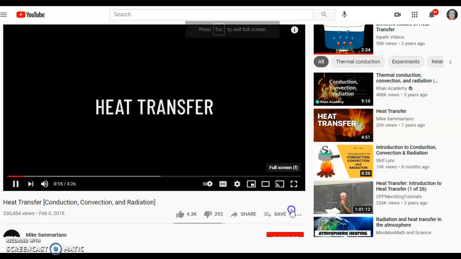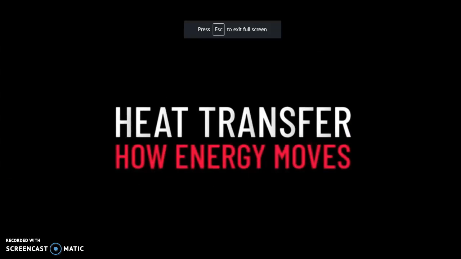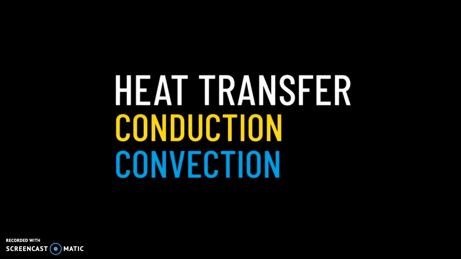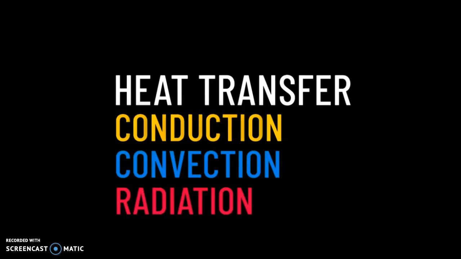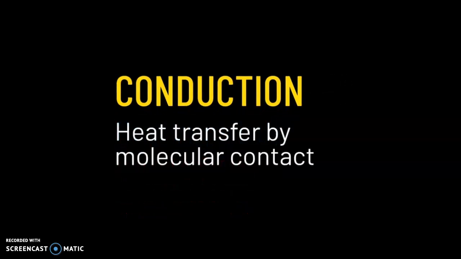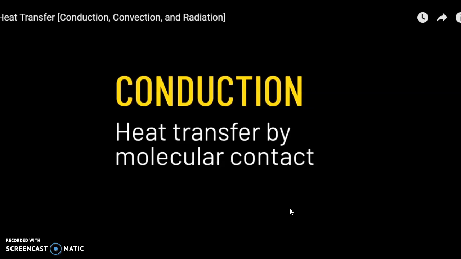What we're really talking about here is how energy moves, specifically heat energy, and how it gets from point A to point B, whether it be here on the surface of the Earth, up in the atmosphere, or even out in space. Heat transfer occurs really in three ways, and these include conduction, convection, and radiation. Let's take a look at each of these, starting with conduction. This is heat transfer as a result of molecular contact.